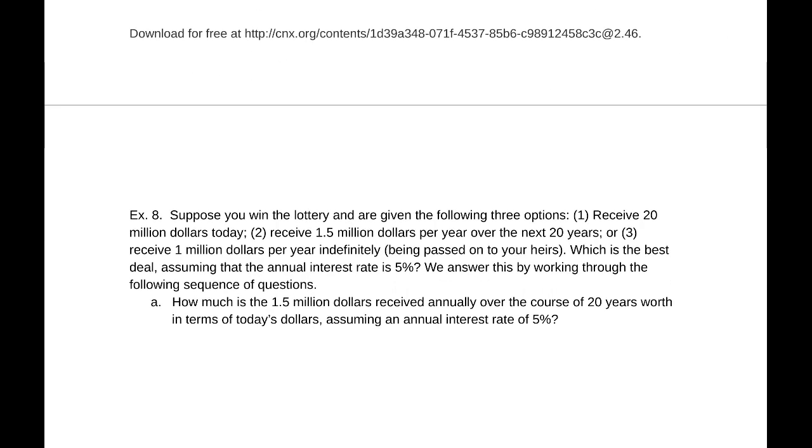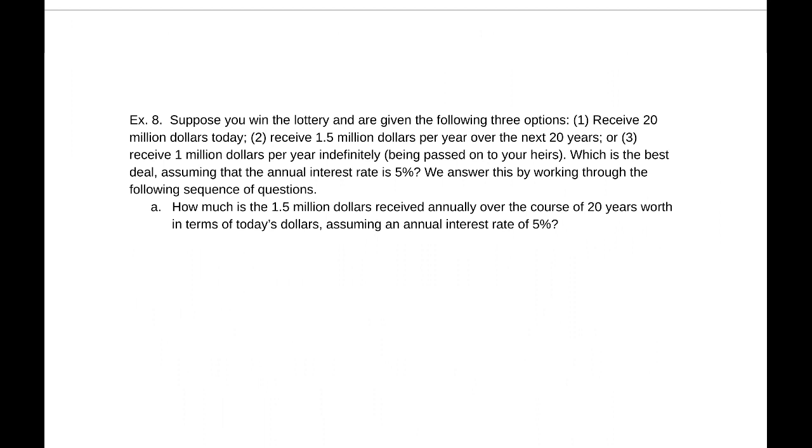All right, number 8. Suppose you win the lottery and are given the following 3 options. 1. Receive $20 million today. 2. Receive $1.5 million per year over the next 20 years. Or 3, receive $1 million per year indefinitely, being passed on to your heirs. Which is the best deal, assuming the annual interest rate is 5%? We can answer this by working through a series of questions.